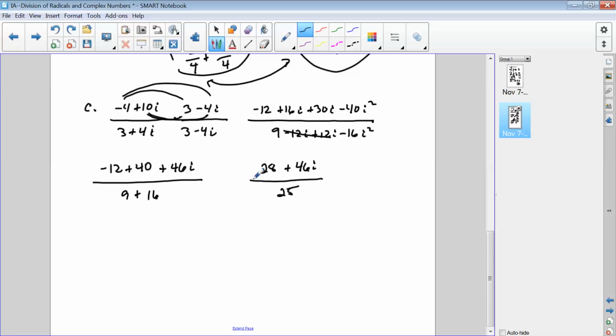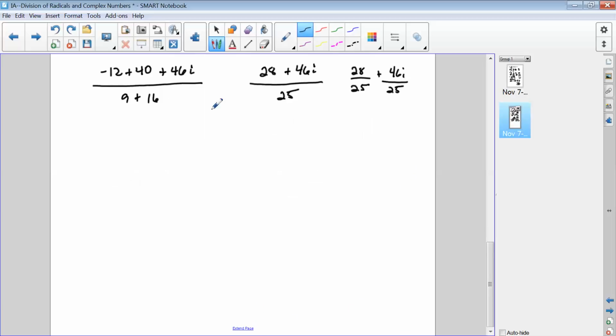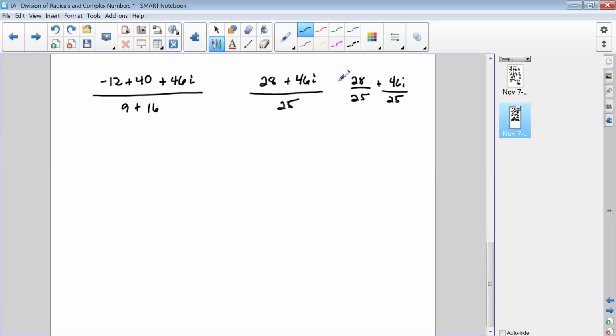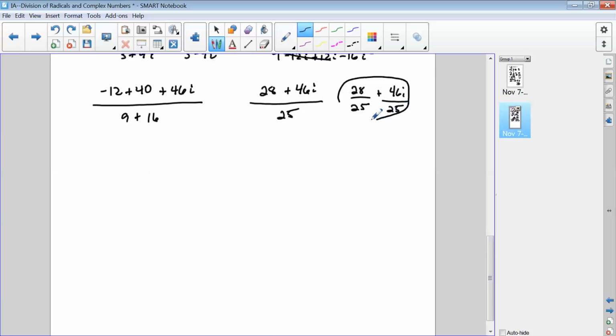And in this case, you could definitely try to simplify this. It would be 28 25ths plus 46i divided by 25. And you would look to see what you can simplify. But 25 has a factor of 5. 28 does not, so that's going to be fine. And 46 does not divide 5 evenly. So what we have is our final result.